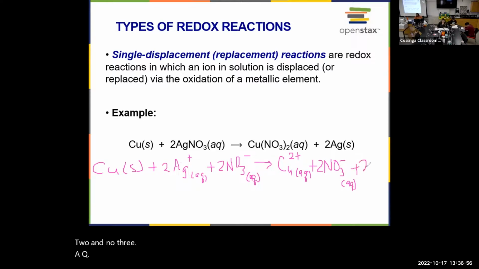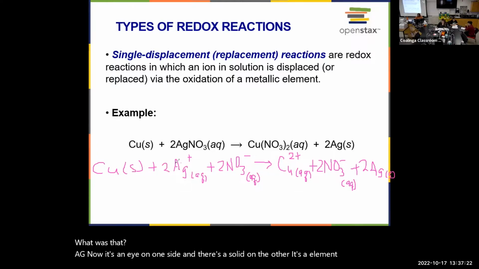Plus 2 Ag. Okay, who are our spectators? Was that Ag? Am I crazy? Now, it's an ion on one side and it's a solid on the other. It's an element on the other. So is that exactly the same on both sides? No.